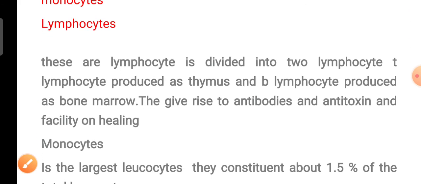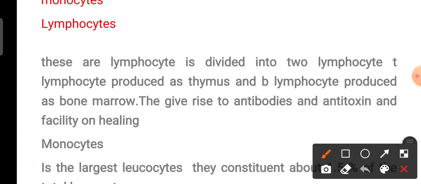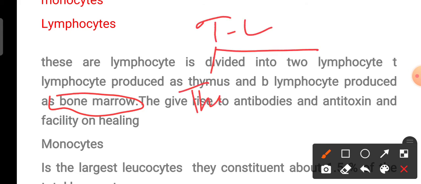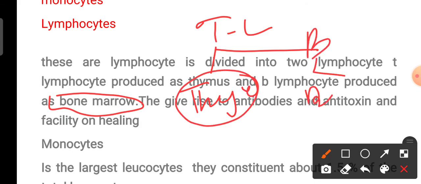And T lymphocyte, which is produced in... यानी जो T lymphocyte होता है, वो thymus में produce होता है, and B lymphocyte होता है, that is in bone marrow में. Okay, that is in bone marrow.